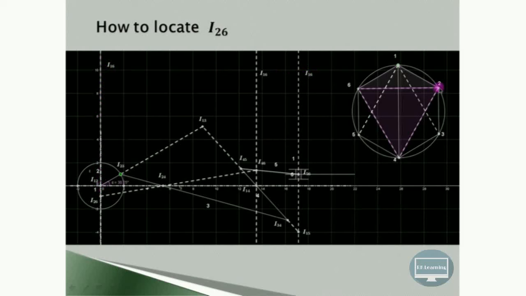The next combination is 2 4 and 4 6. So 2 4 we have already obtained and 4 6 also we have already obtained. So join this, and then we extend it so that it will intersect this I16 at point 2 6. So in this way we have located this I26 also.